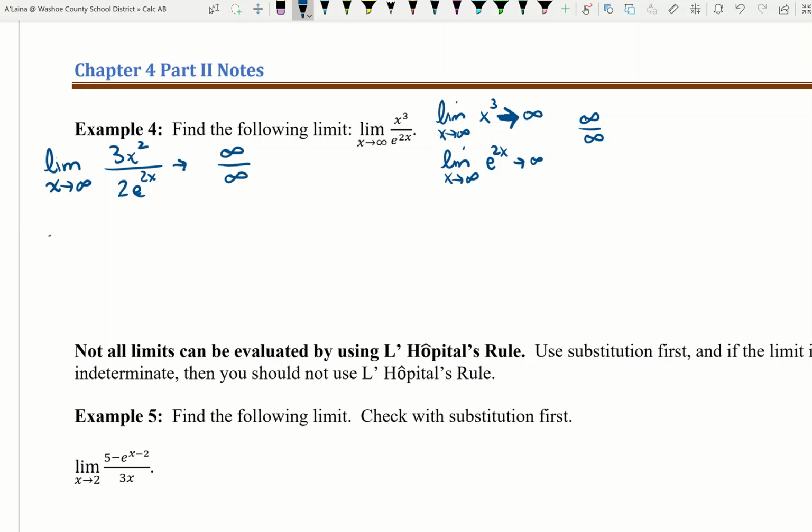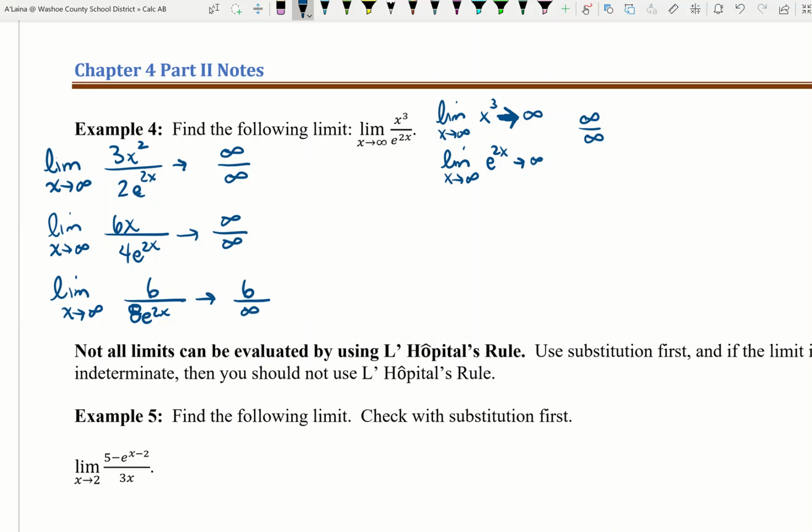Since this is another indeterminate answer, I'm going to go ahead and do L'Hopital's rule again. I'd get 6x over 4 times e to the 2x. So when I plug in infinity, I get an infinity on the numerator and denominator again, which is still an indeterminate form. But now I get 6 over 8 e to the 2x. Well, 6 is not going to approach infinity. It's a constant. Some constant divided by a very large number will approach 0. And so L'Hopital's rule could eventually get me to this answer of 0.